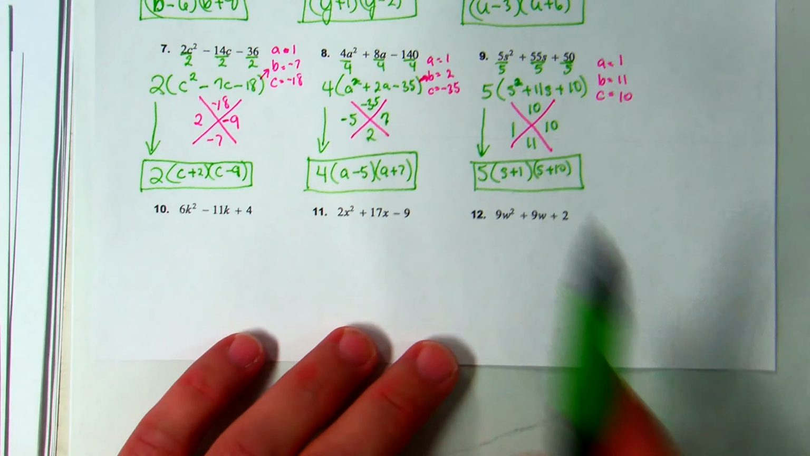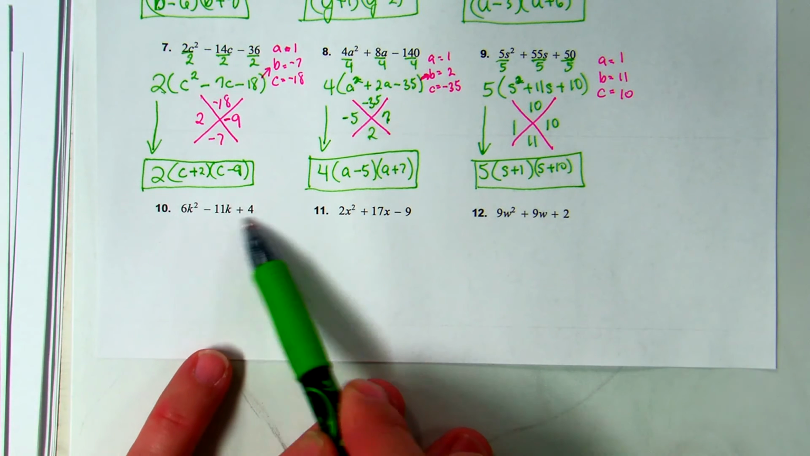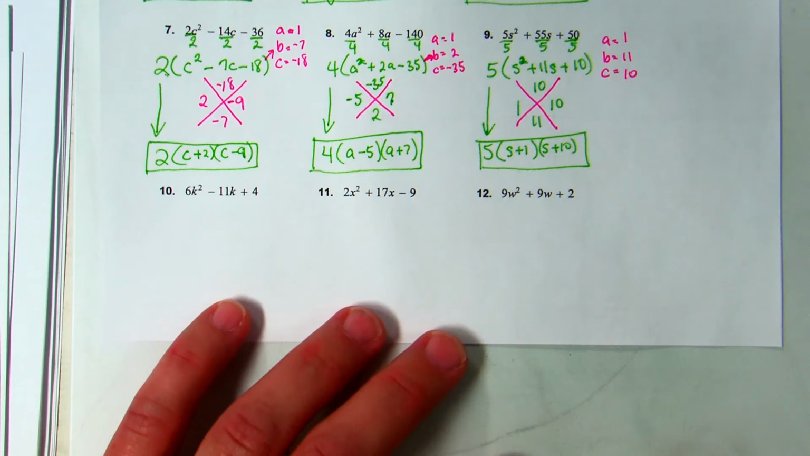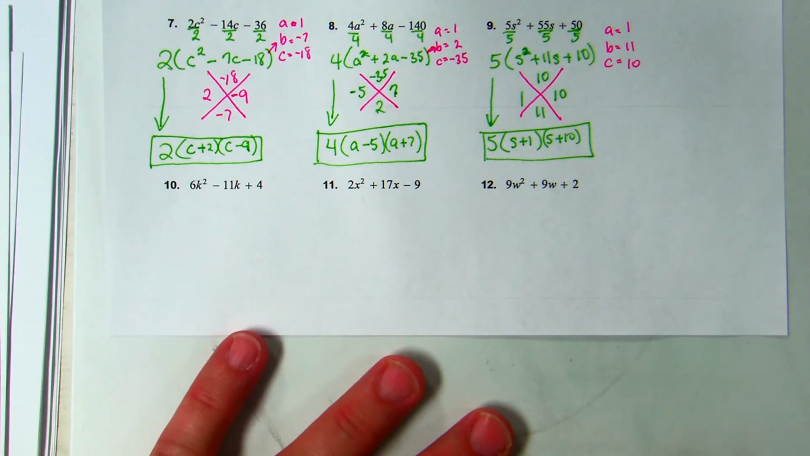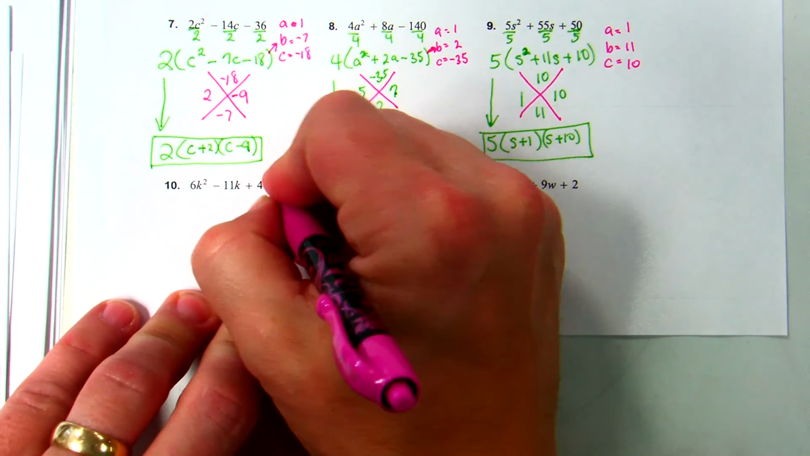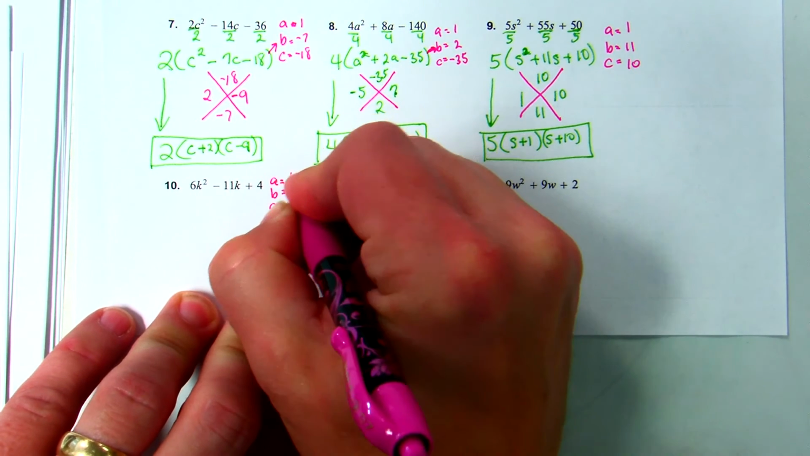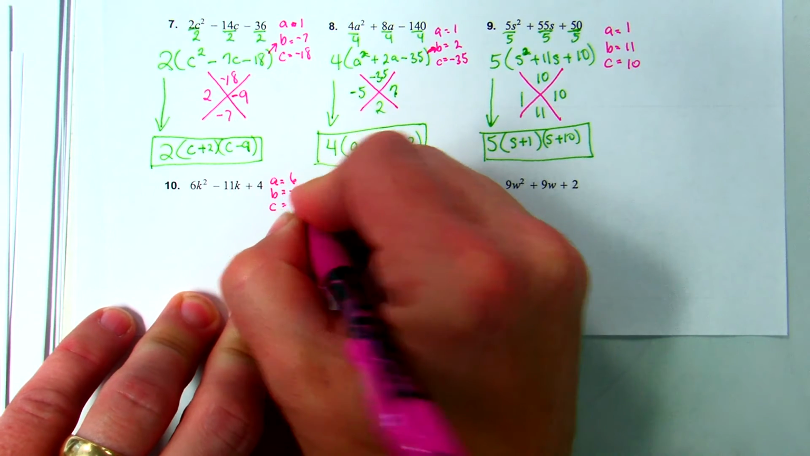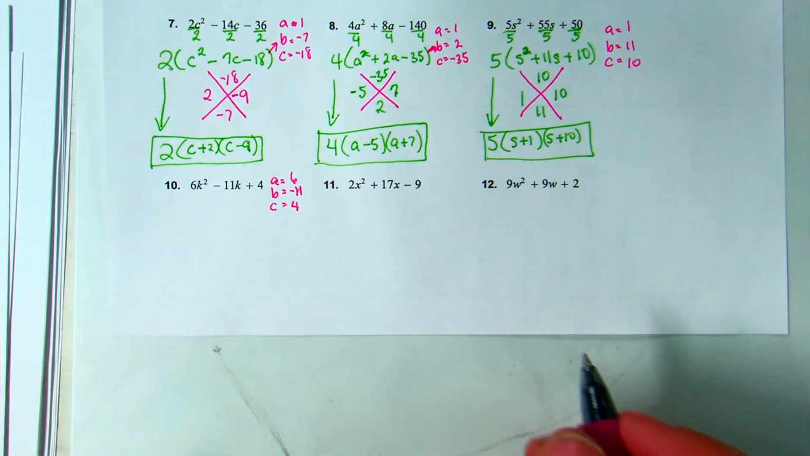Like we talked about, we look to see if 6 can be divided out of every one of our placeholders, and it can't. We can't divide 11 by 6, we can't divide 4 by 6, and come up with whole numbers. So, we identify our placeholders. We have 6, negative 11, and then the last term is going to be what? Positive 4, right? For the C.